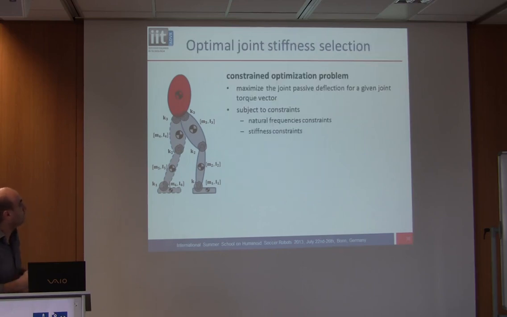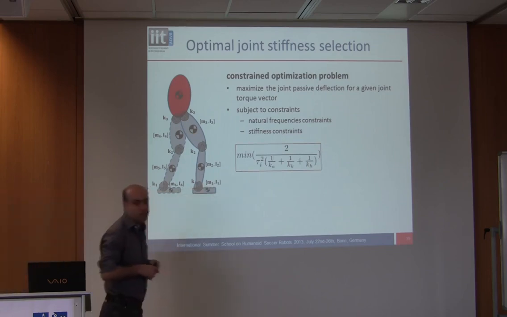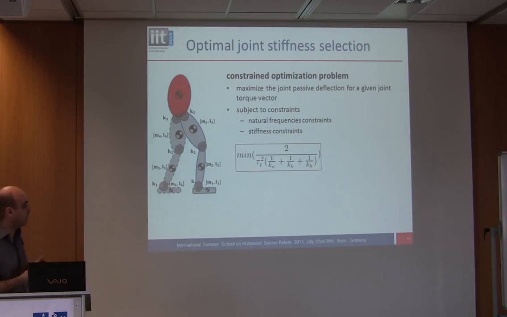Having this derived, we formed a constrained optimization problem where the purpose is to maximize the joint deflection, basically to select the most compliant stiffness configuration, which allows us to set a number of constraints on the natural frequencies and also stiffness constraints. As a cost function, we select this, which is basically the inverse of the energy that we can store on the robot, and we try to minimize it. So basically, we try to maximize the amount of energy that can be stored in the joints. I mean, this can be interpreted, of course, as maximizing the deflection of the springs or selecting the softest configuration.